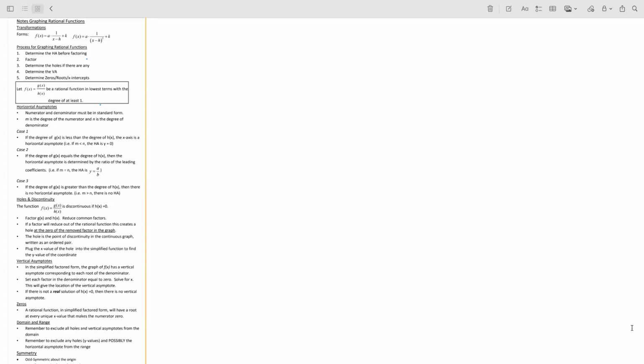What is the domain and range? I really want you to understand what is the domain and range of the function. For this function, we just graphed f of x is equal to 1 by x, right?